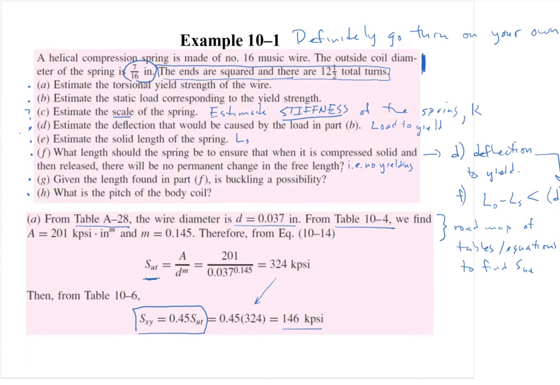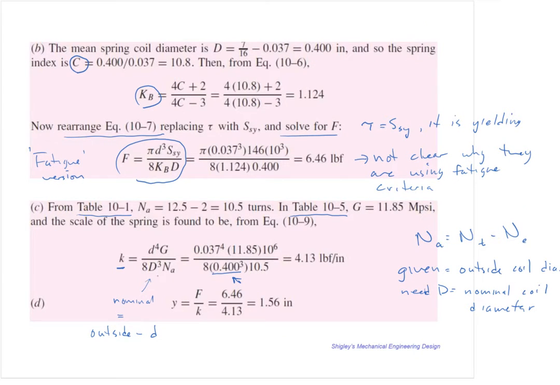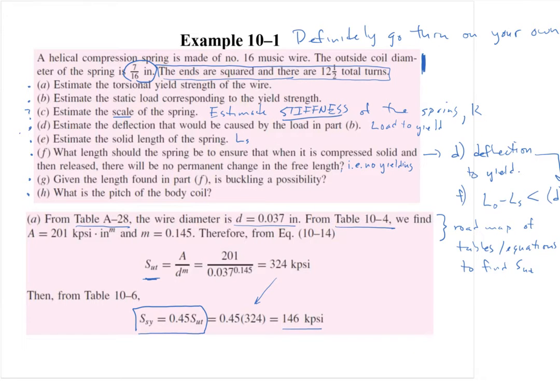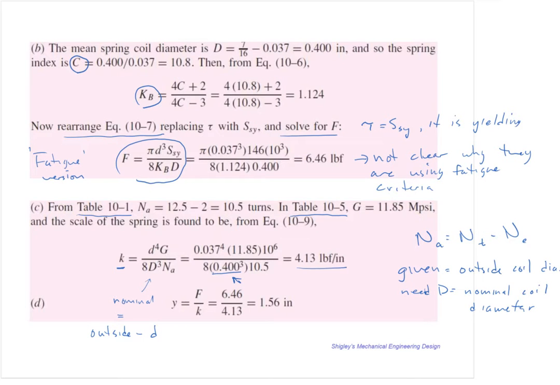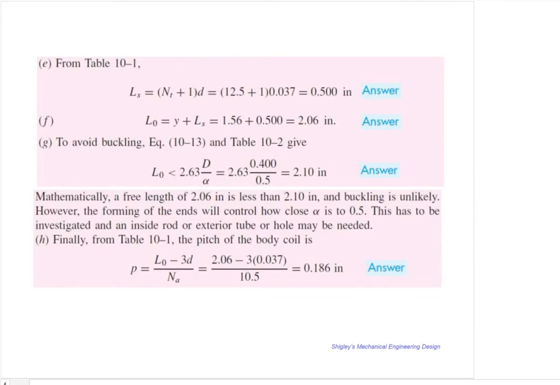Okay, so we found the scale of the spring. The next thing, D, so this is C, scale of the spring, make sure you're in the right units. D, let's flip back, estimate the deflection that would be caused by the load in part B. So they did get a load for part B, even though I disagree with it. And for the deflection, you have F equals ky or kx or whatever else. And if you want to know the deflection, you just solve for y. And the force in this case is the force to yield it. That's pretty straightforward for calculating D.